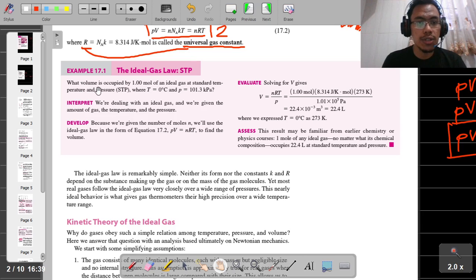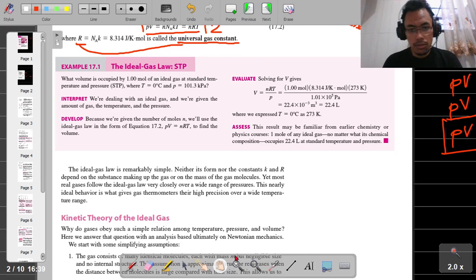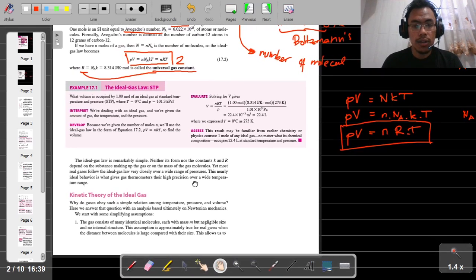What volume is occupied by 1 mole of an ideal gas at standard temperature and pressure, or STP, where the temperature is 0 degrees Celsius and the pressure is 101.3 kilopascal. Okay, so in this problem, we are asked to find the volume.